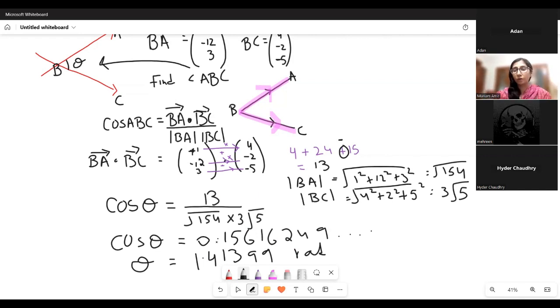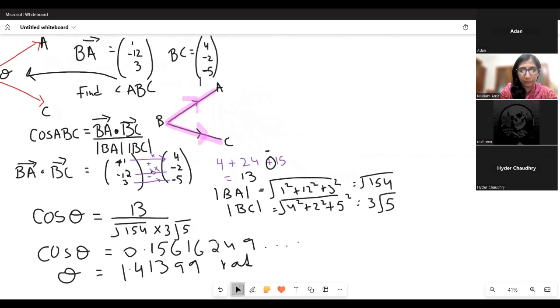So this is how you find angle between two vectors using this formula. Let's do one more example. For example, do we have another example here? No, not really. So I'm not going to do all of it. I'm just going to discuss the formula.